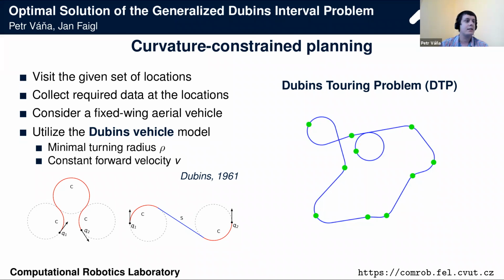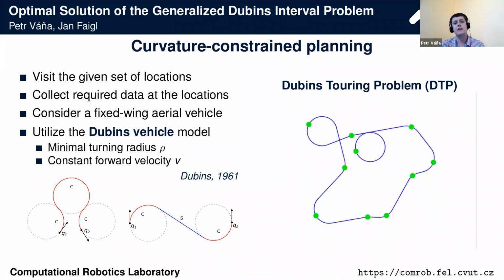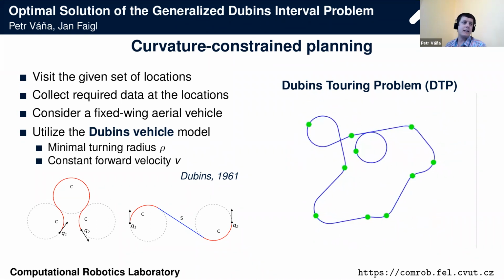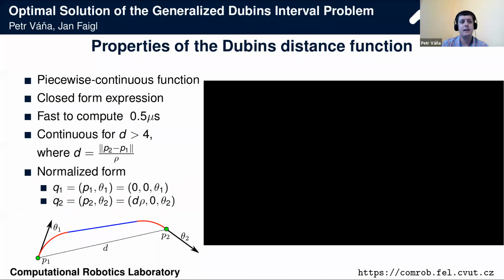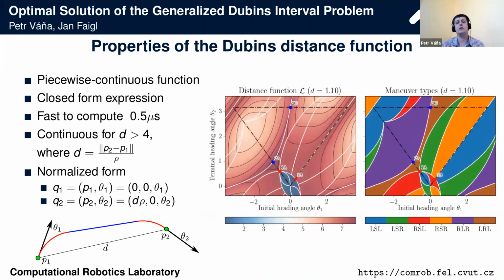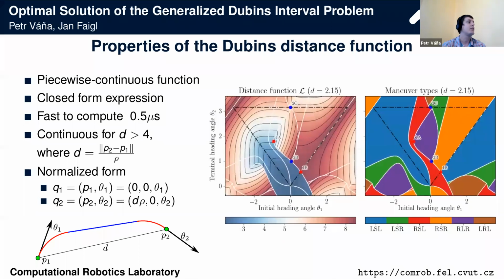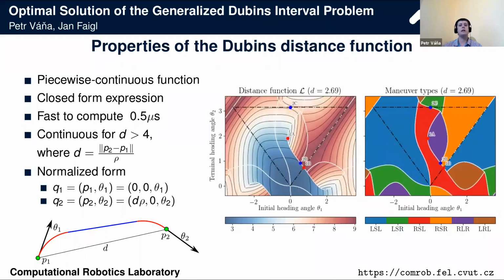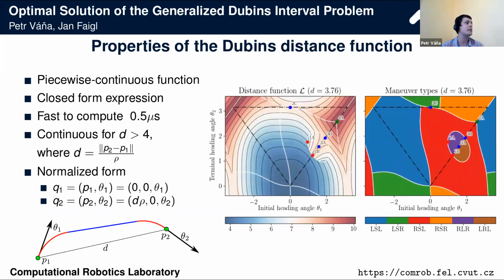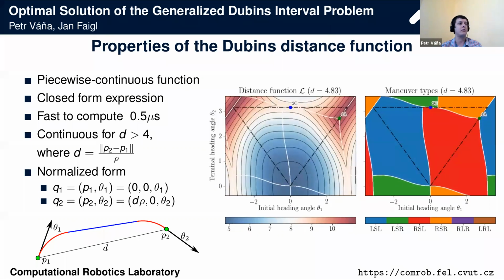But the complicated part is when the turning radius gets bigger, and you can see the solution may be pretty nasty. And the thing is that if the points are close enough, the cost function or distance function of the Dubins maneuver is quite complicated. So in general, we can talk about the Dubins distance function as a piecewise continuous function, and you can see it on the animation on the right.